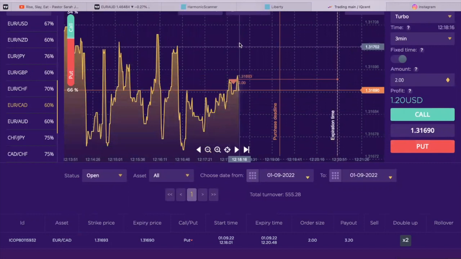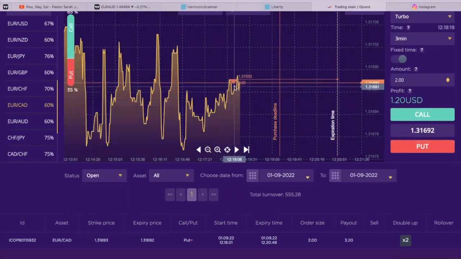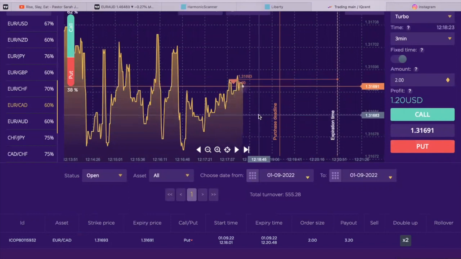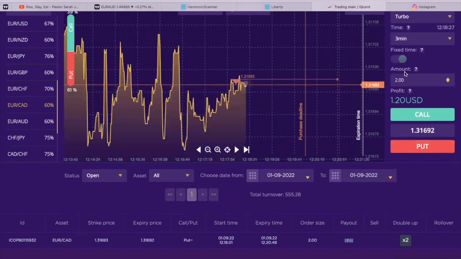So it's going to fluctuate. It's going to go up and down, up and down. And what we want to do is we want to wait for that to stay under our red line. If it does, we win this payout. And so you can adjust your risk, right? So if I win this trade, I'm going to win my $2 plus my $1.20.